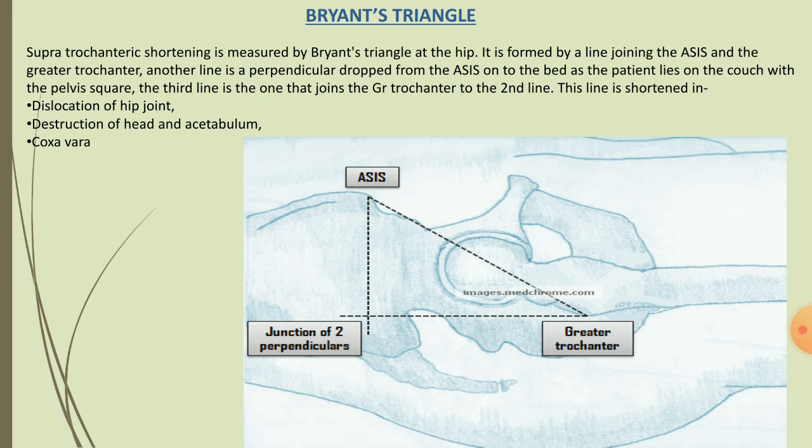This is the Bryant triangle. Supratrochanteric shortening is measured by Bryant's triangle at the hip. It is formed by a line joining the anterior superior iliac spine and the greater trochanter. Another line is perpendicular dropped from anterior superior iliac spine onto the bed as the patient lies on the couch with the pelvis square. The third line is the one that joins the greater trochanter to the second line. This line is shortened in dislocation of the hip joint, destruction of head and acetabulum, and coxa vara.